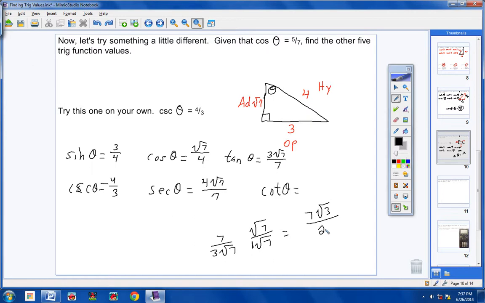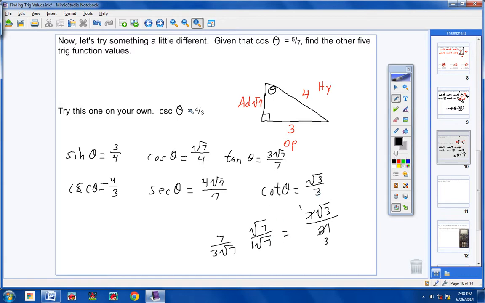Now, notice something. If you don't reduce, you do lose points on a test or a quiz. You have an outside number of 7 and an outside number of 21. Now, when I say outside, what I mean is they're not under the radical. So you can reduce those two numbers. So 7 goes into 7 once, 7 goes into 21 3 times. 1 square root of 3 is the same thing as square root of 3 over 3. There we go. We did it.